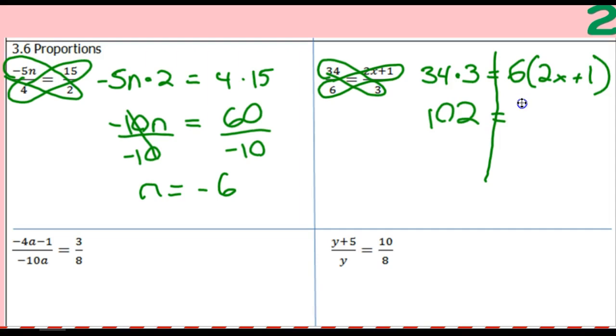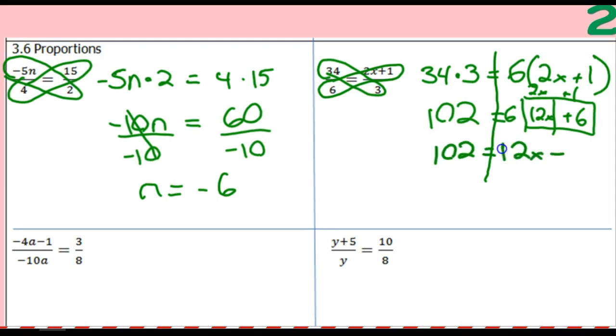Equals, now what we can do is when we have parentheses like this, we can draw a box. So we have 6 times 2x plus 1. 6 times 2x gives us 12x. 6 times 1 is positive 6. So 102 equals 12x plus 6.